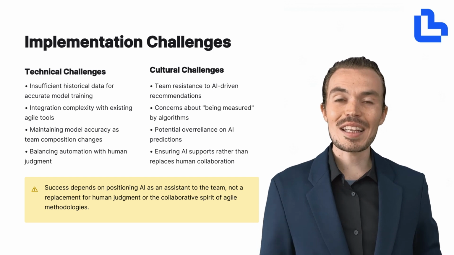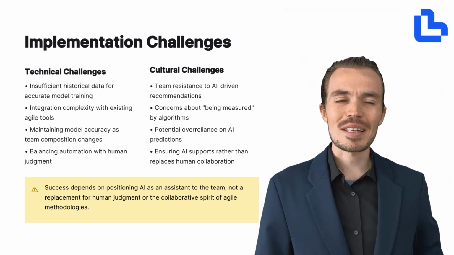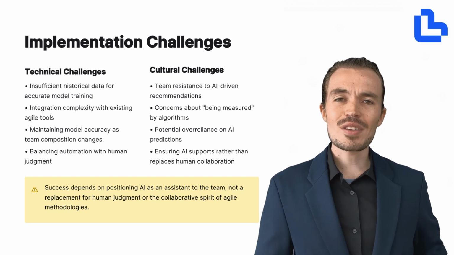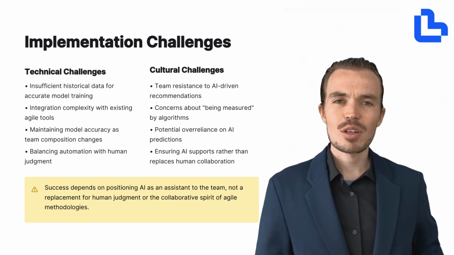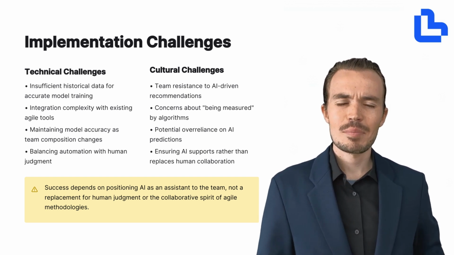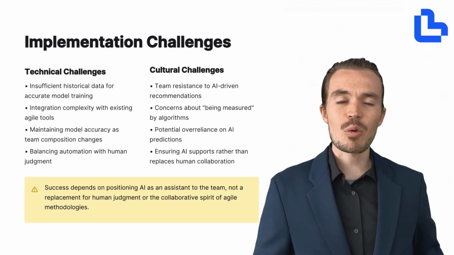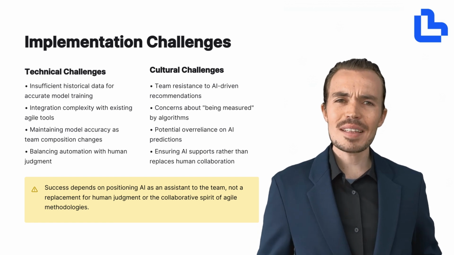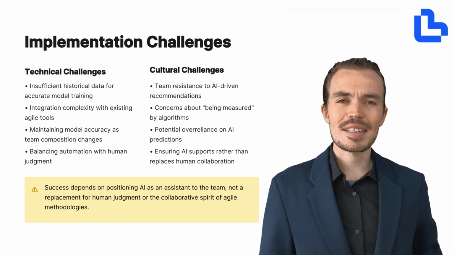As exciting as AI-enhanced Agile can be, it's important to acknowledge the challenges that come with implementation, both technical and cultural. On the technical side, one of the biggest hurdles is having enough historical data to train accurate models. Without at least 6 to 12 months of clean, consistent sprint data, predictions may be unreliable. Integration can also be complex. Connecting AI models to existing Agile tools like Jira or Azure DevOps often requires custom APIs and careful data mapping. And as team composition changes, maintaining model accuracy becomes a moving target.